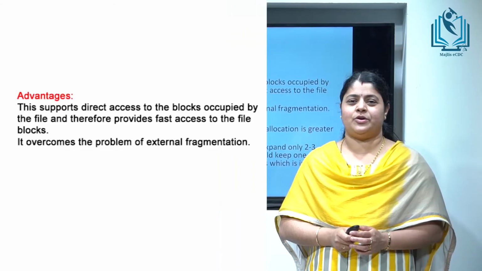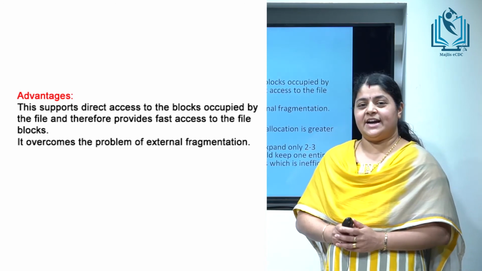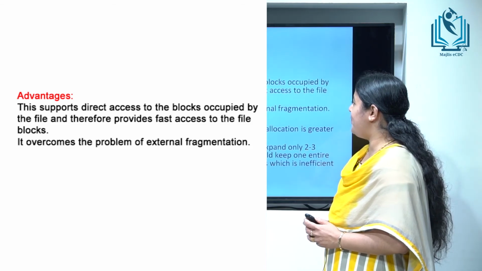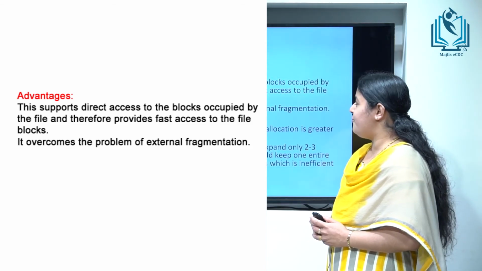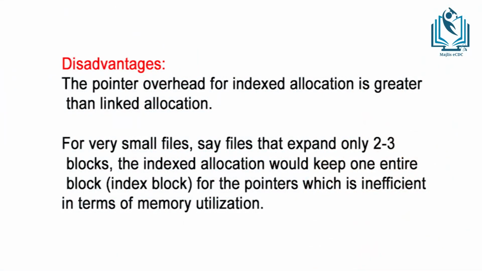Next is advantages of indexed allocation. It overcomes the problem of external fragmentation and supports direct access to the blocks occupied by the file, and therefore provides fast access to the file blocks. Next, disadvantages. The pointer overhead for indexed allocation is greater than linked allocation. For example, for very small files, say files that span only 2-3 blocks, the indexed allocation would keep one entire block for the pointers, which is inefficient in terms of memory utilization.